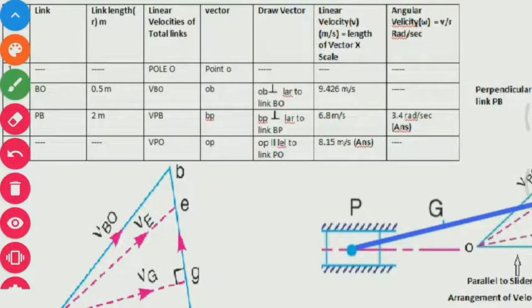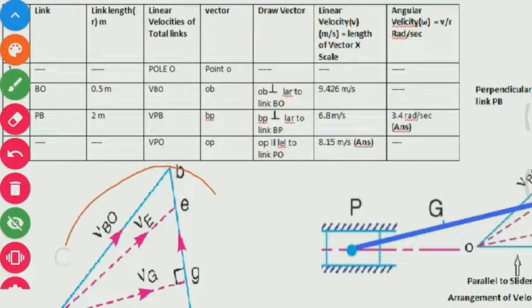So now I am going to tell you about the table. In the table, each and every parameter you can show and study. Here the links BO and PB are shown, their lengths are 0.5 meter and 2 meter. The linear velocities of all the links are written there, from which we can obtain the vectors also. VBO means OB, VPB means BP, VPO means OP vector.